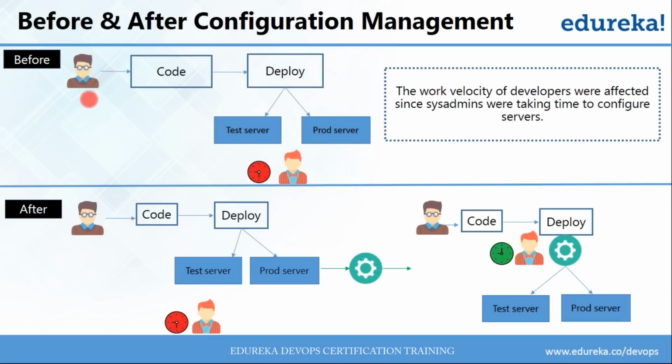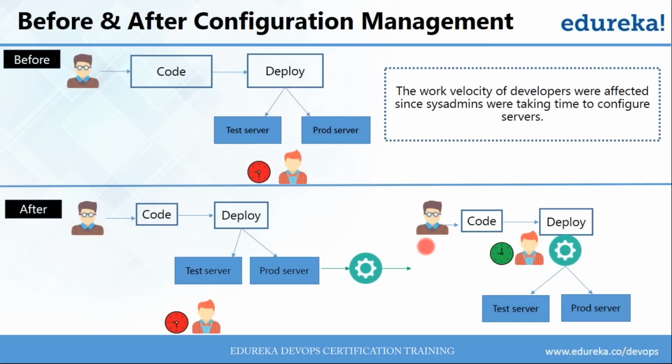Now before DevOps came into the picture, there was already agility on the developers' end, for which they were able to release new software very frequently. But it was taking a lot of time for the system administrators to configure the servers for testing. So the developers would have to wait for all the test results, and this highly hampered their work velocity.